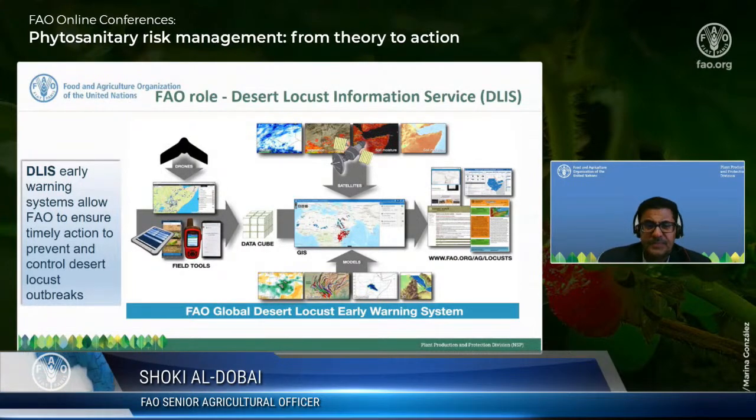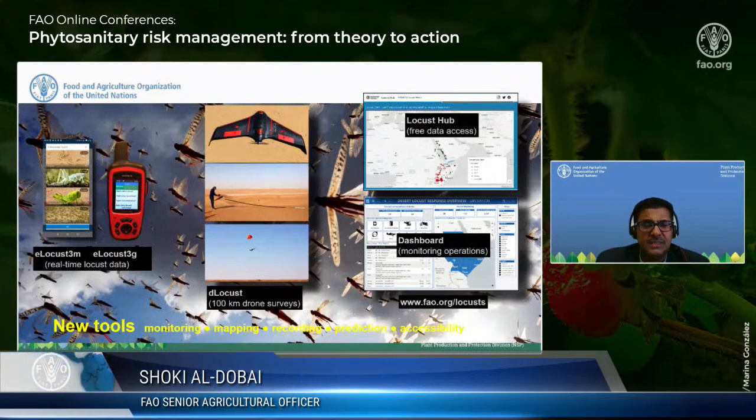Okay, and then in addition to this, more information I can give you about the desert locust drones that we have really been working on: a customized drone with long endurance. It can fly up to 100 kilometers. It is equipped with all systems linked to the eLocust3 systems, and also SWARMS, the Swarm GIS, and the RAMSES GIS.